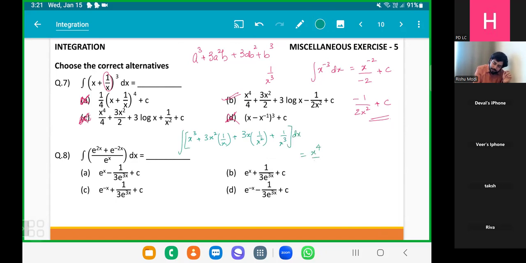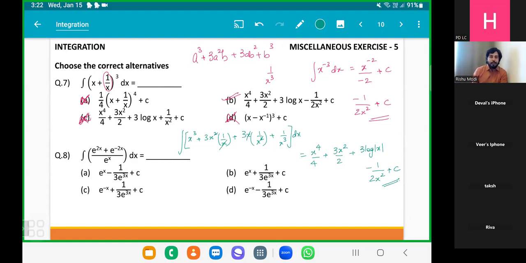x cube will be x raised to 4 upon 4. 1 x gets cancelled, so it will be 3x square upon 2 plus 1 x gets cancelled. 1 upon x is log mod x. And the last term we have already solved, minus 1 by 2x squared plus c. Right? So logically your answer will be option B, which we have already solved.